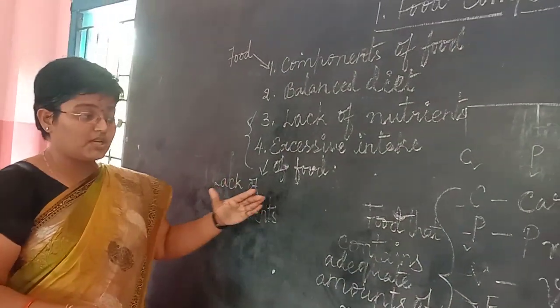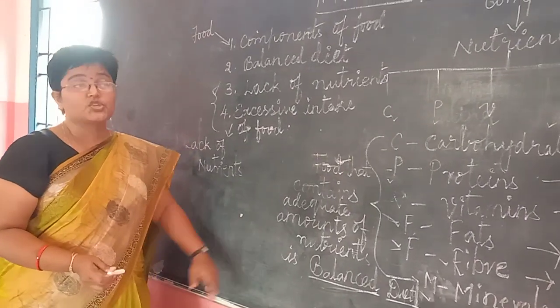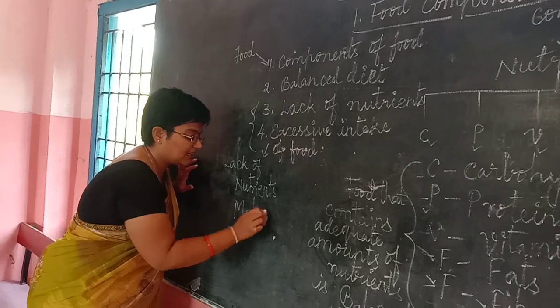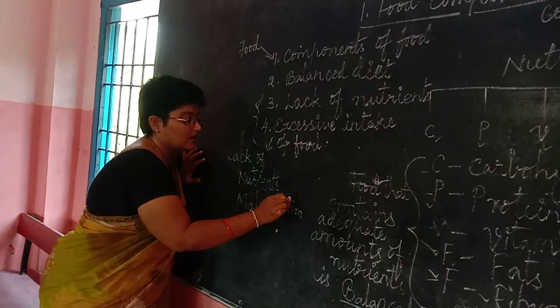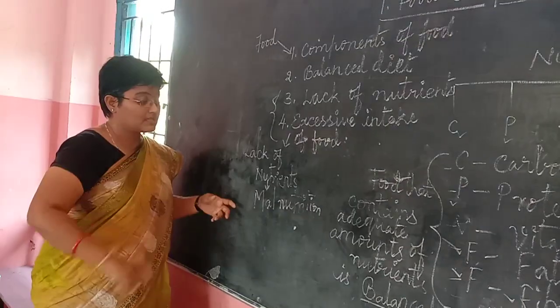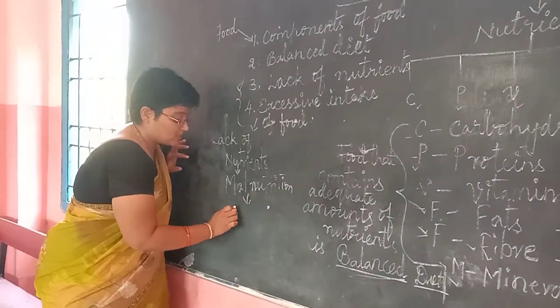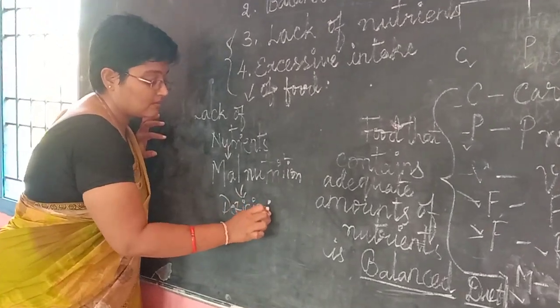If any nutrient is missing from the balanced diet, then it is said to be malnutrition. What is it called? Malnutrition. Because any single nutrient is missing from this, it is considered malnutrition. What does this malnutrition lead to? It leads to different kinds of deficiency diseases.